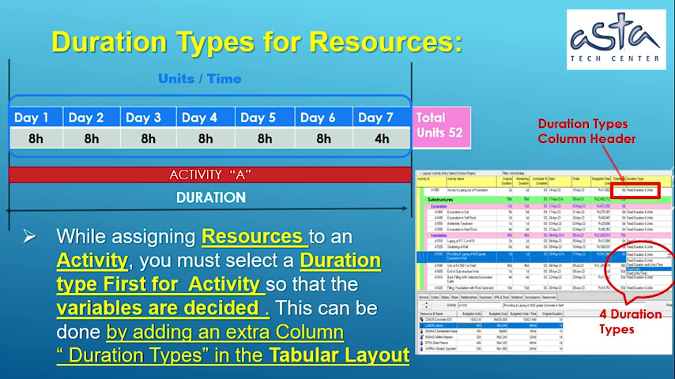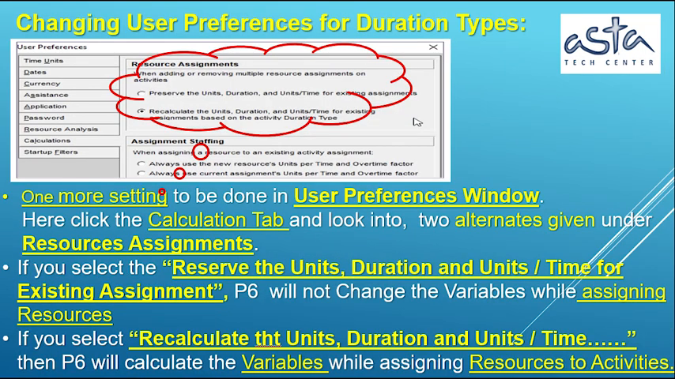This can be done by adding an extra column as duration type in the tabular layout. Changing user preferences for duration types. One more setting is to be done in the user preferences window. Here click the calculation tab and look into the 2 alternatives given under resource assignments.